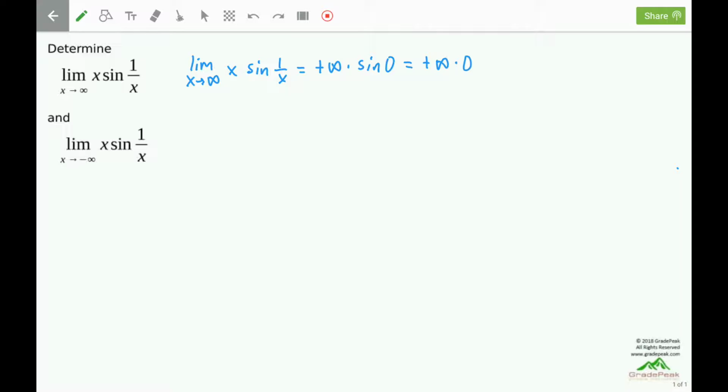Since the 0 resulted from a sine of 0, we can make use of the identity limit as theta goes to 0 of the sine of theta divided by theta equals 1. Theta can be any expression that is inside the sine function. It's called the phase, but it does need to go to 0. And it's going to 0 here as x approaches positive infinity.